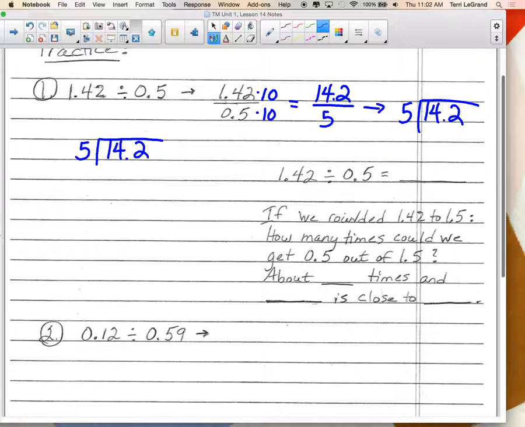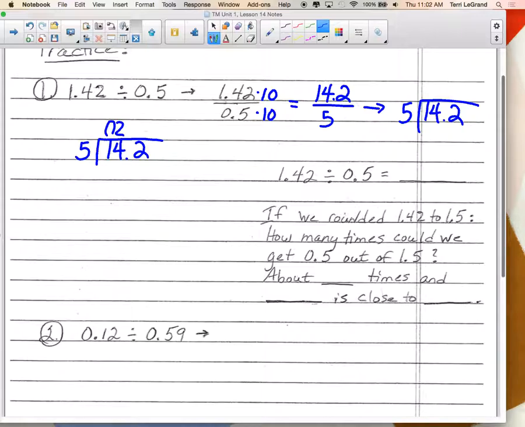Can 5 go into 1? No, so I can just stick a 0 up there. It goes in 0 times, right? Or I can ignore it and not put anything there. So now I move over and I put the 1 together with the 4. Can 5 go into 14? Yes. How many 5s can you take out of 14? 2. So we put a 2 above the 4.